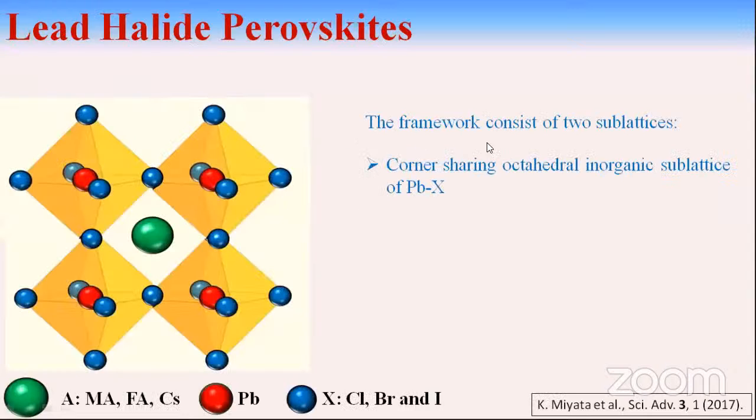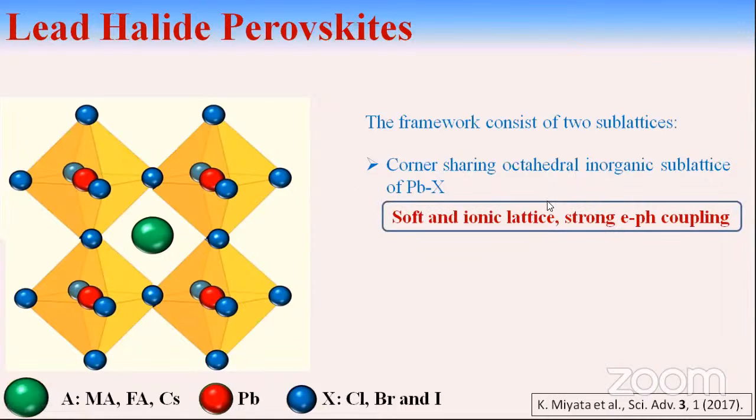So lead halide perovskite nanocrystals basically consist of two sublattices. The first one is the octahedron sublattice of lead halide, wherein a lead is centered and the halide atoms are at the corners of the octahedron. And this is an inorganic lattice, and it is soft and ionic in nature. Due to the soft and ionic nature, this imparts a strong electron-phonon coupling to the system.